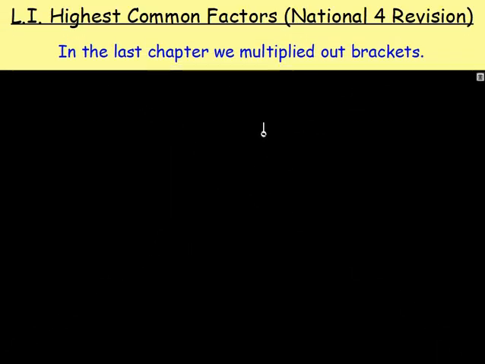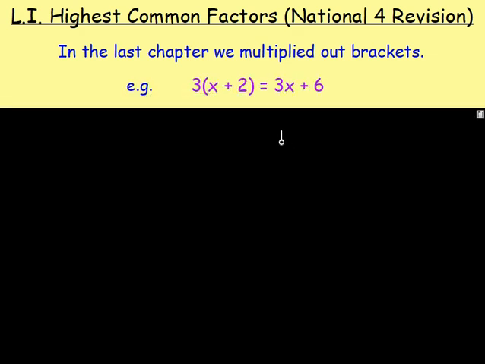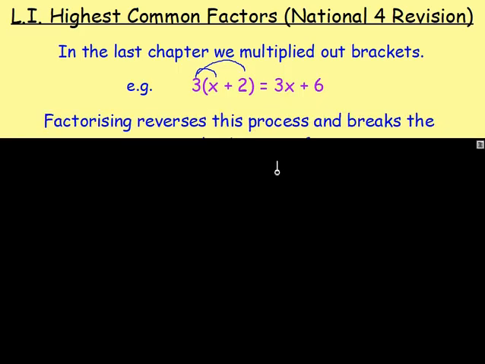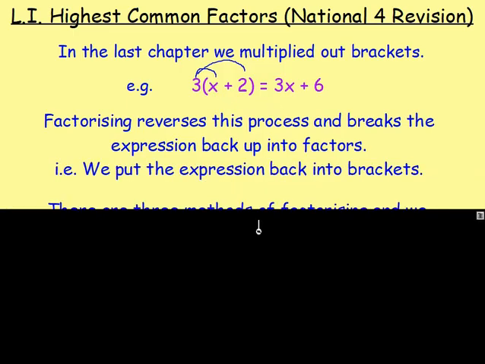So, what is factorising? Well, in the last chapter we were multiplying out brackets, so we know that 3 bracket x plus 2 became 3x add 6, because we did 3 times the x and 3 times the 2. And factorising reverses this process. So if we have 3x add 6, we go back to 3 bracket x add 2. We're putting it back into brackets.